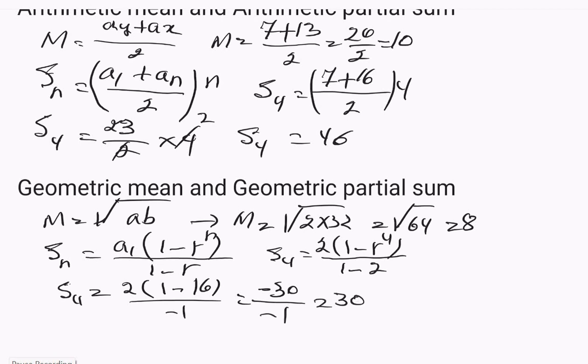For geometric series we also have the infinite sum. The sum may exist for geometric series. For an infinite geometric series, we have S sub n equals a sub 1 divided by 1 minus r, with one condition: the absolute value of r must be less than 1.